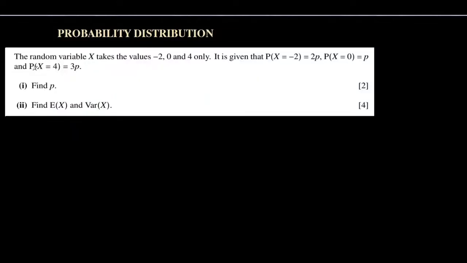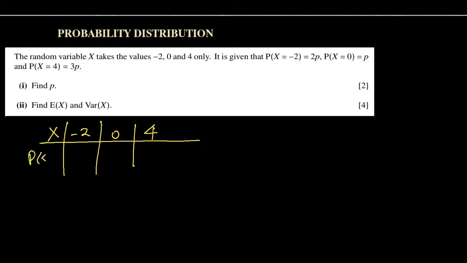In this example, they're saying that the random variable x takes the values -2, 0, and 4 only. So we'll make a distribution table for this. -2, 0, and 4 only. Alright. Probability of -2 is 2p. Probability of x equal to 0 is p, and probability of x equal to 4 is 3p.